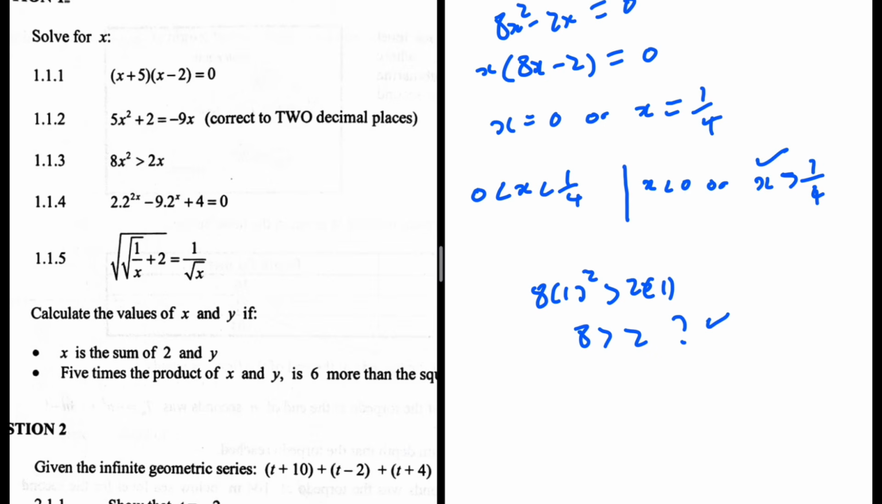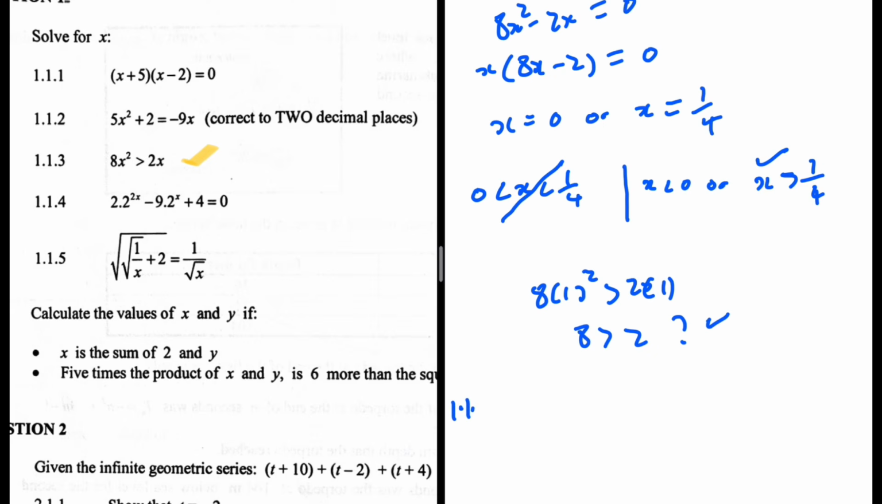So we know that that is our solution, and that the other one will actually not hold. We can test to see whether that holds or not. A number between 0 and 1 over 4 is 1 over 8. If you substitute 1 over 8 there, you should get an inequality that does not make sense.